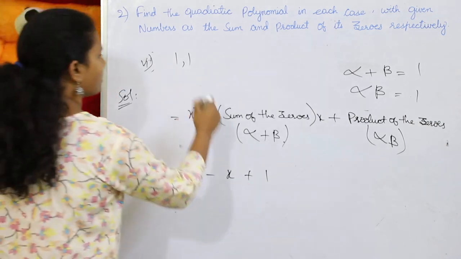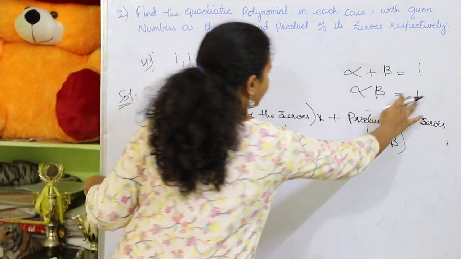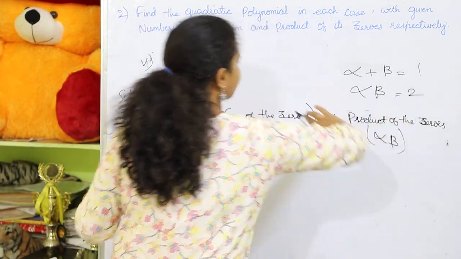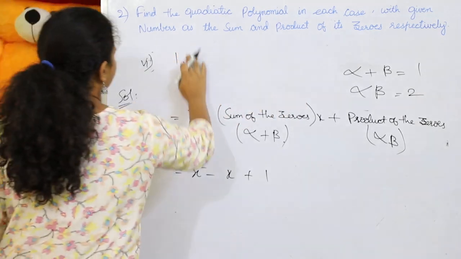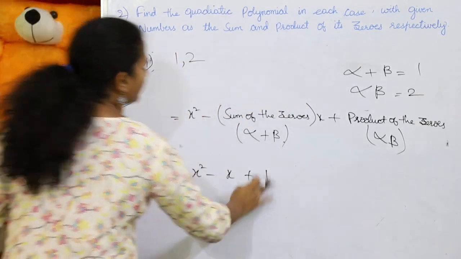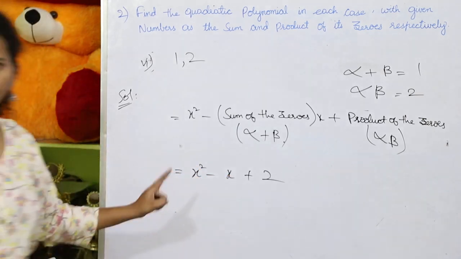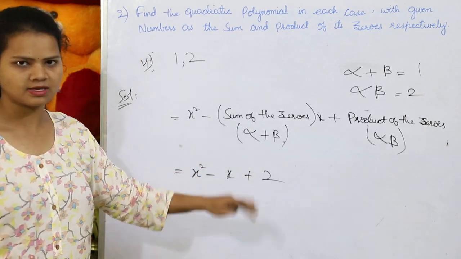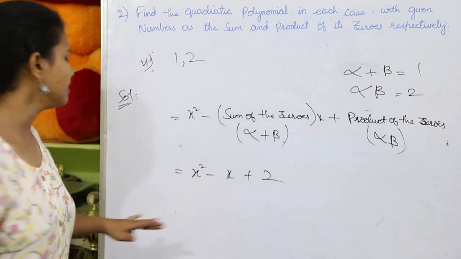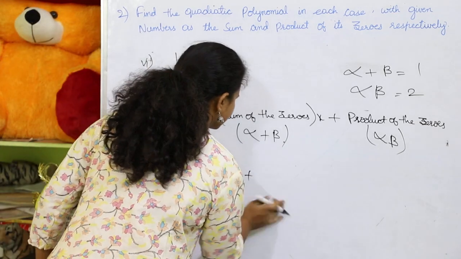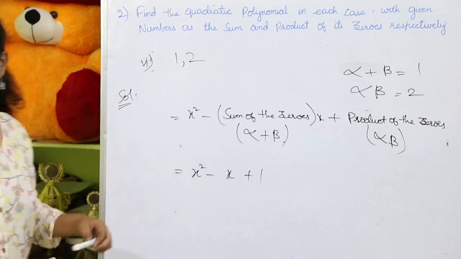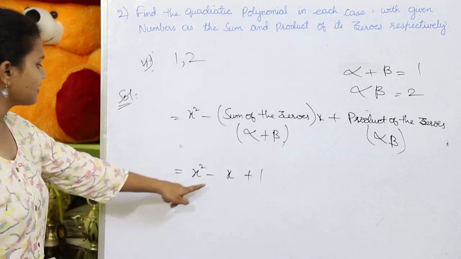Clear? If they had given alpha into beta value as 2, then what do I do? Instead of this 1, I would replace it with 2, and this would become the equation. Okay, if the question changes. But according to the fourth question, the answer is x square minus x plus 1. Okay, clear? This is the given equation.